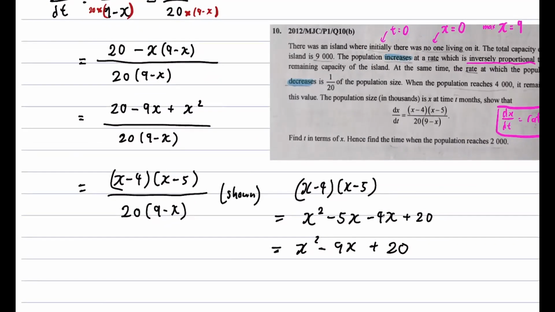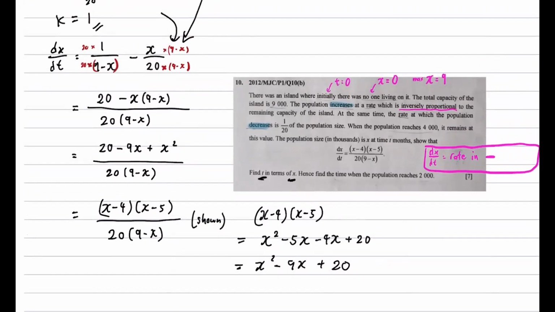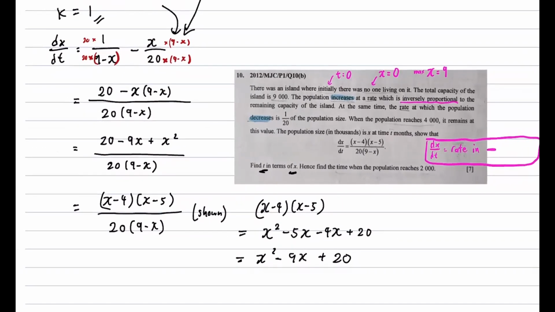Then you now need to find t in terms of x. Find t in terms of x. Wow, this one is quite long-winded. Let's go. How do we do this? Let's see. You want to find t in terms of x, right? It's to save you some time now. Usually they will ask you to find x in terms of t. The usual question is find x in terms of t. But here, it's the other way around.